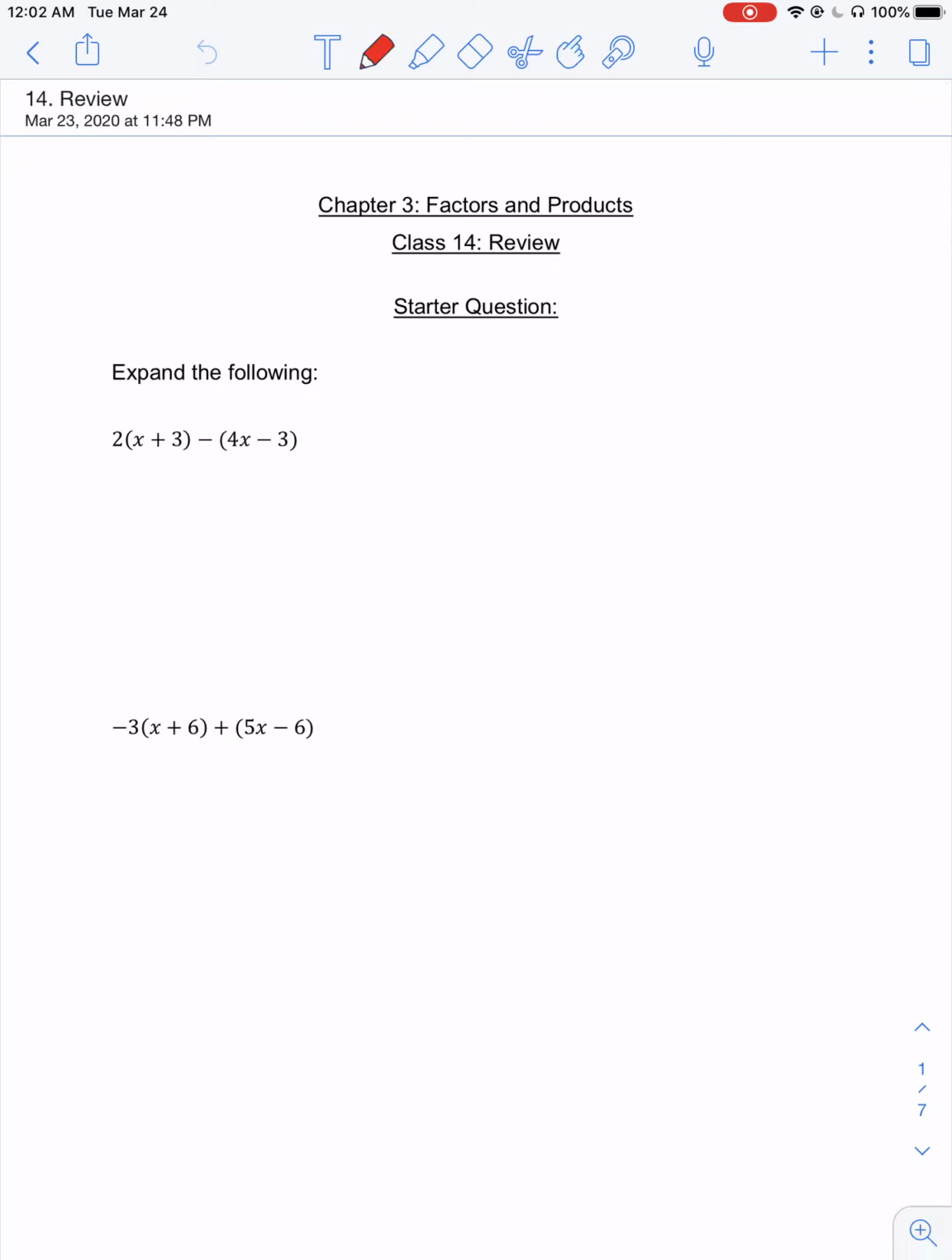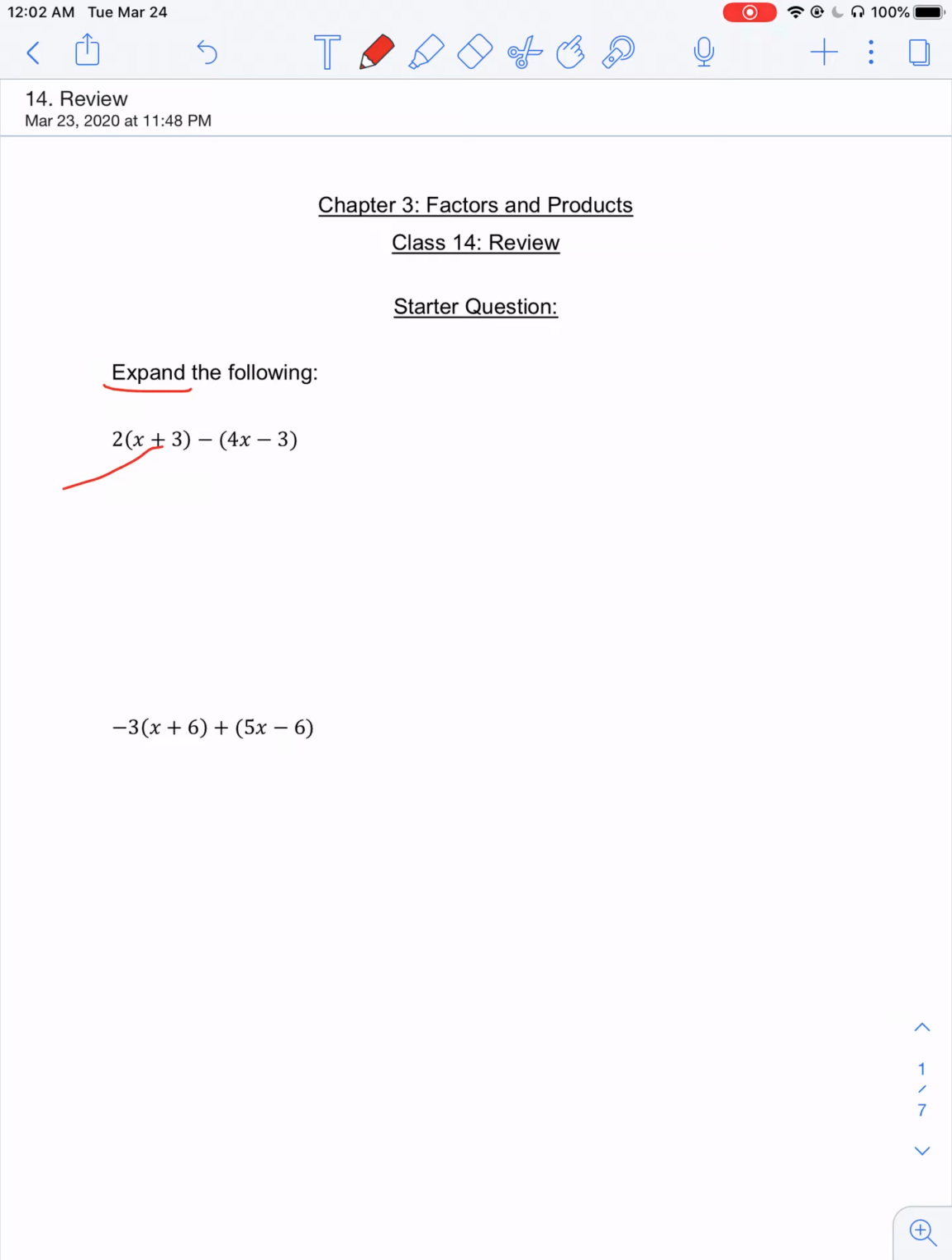So let's start. The first question, they are asking me to expand this. So that means I don't have to factor anything, okay? Expand just means that you have to essentially get rid of your brackets and then combine your like terms together, okay? So let's do that.